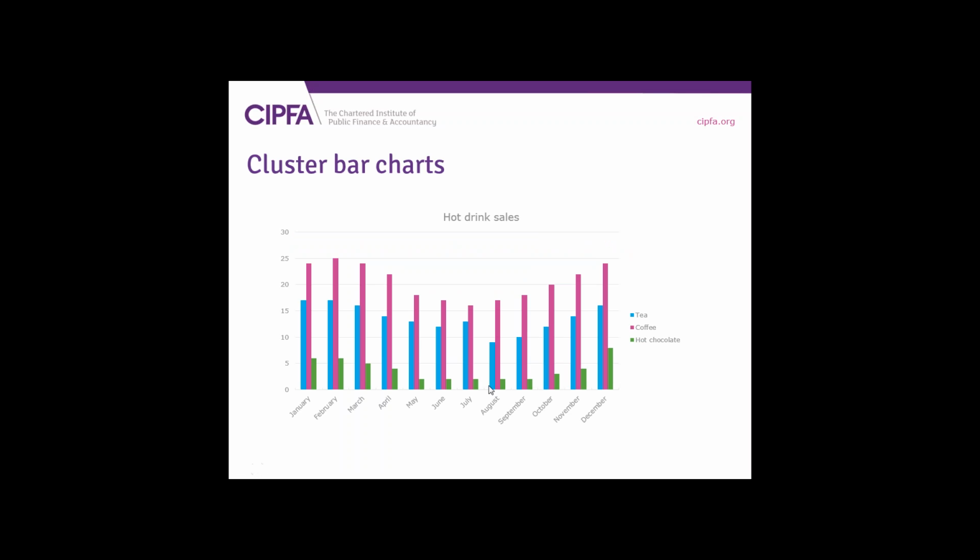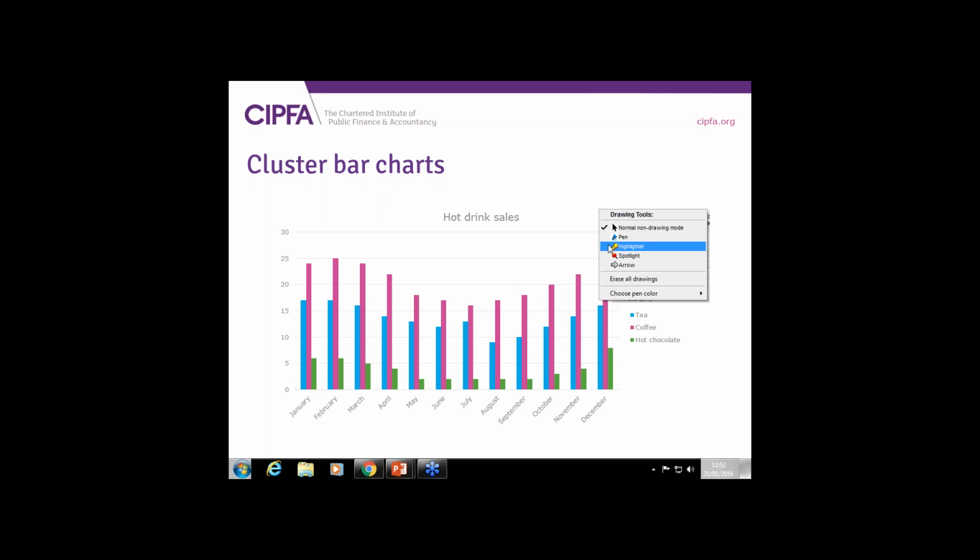What I do have a bit of a problem with is what we call cluster bar charts. So this is an example of my hot drink sales, tea, coffee and hot chocolate over a year. Now my issue with this is I don't really know what I'm trying to get from it. Am I trying to see how sales of coffee change over time? Or am I supposed to be looking at the relative proportions, the relative sales of each of the types of drink in each month? In either case, it's not particularly useful.